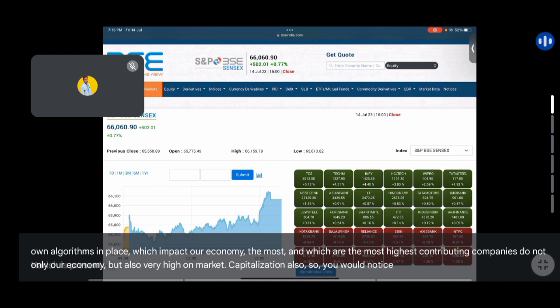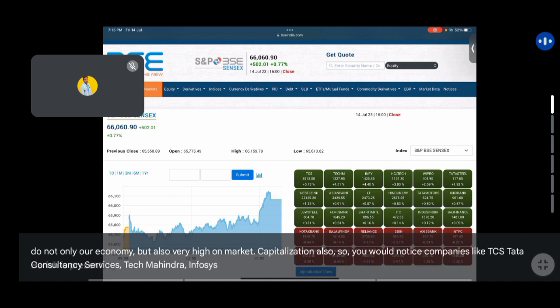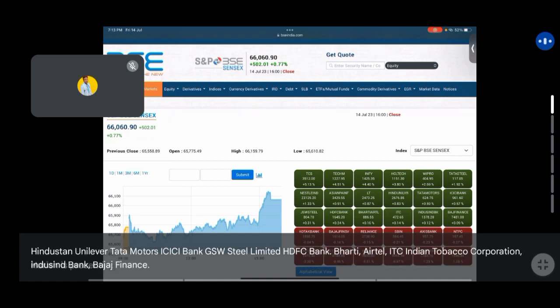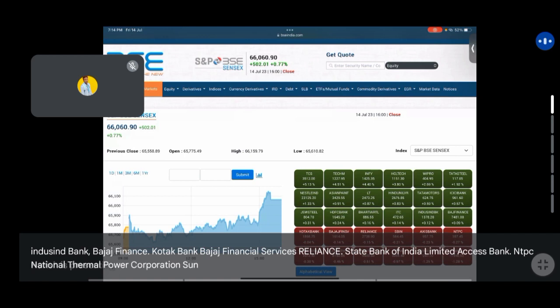So you would notice companies like TCS, Tata Consultancy Services, Tech Mahindra, Infosys, HCL Technologies, Wipro, Tata Steel, Nestle India, Asian Paints, Larsen & Toubro, Hindustan Unilever, Tata Motors, ICICI Bank, JSW Steel Limited, HDFC Bank, Bharti Airtel, ITC, Indian Tobacco Corporation, IndusInd Bank, Bajaj Finance, Kotak Bank, Bajaj Financial Services, Reliance, State Bank of India Limited, Axis Bank, NTPC, National Thermal Power Corporation, Sun Pharmaceuticals, Ultratech Cement Company, Maruti, Titan, Powergrid, and Mahindra.